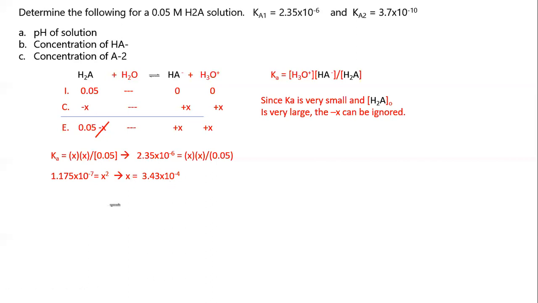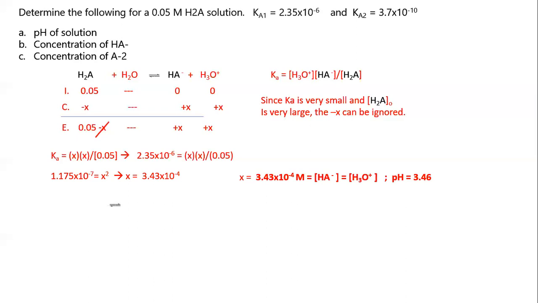And so X here is the concentration of HA minus and the concentration of H3O plus. So we can get the equilibrium concentration of HA minus, which is just X, and we can take the negative log of it and get the pH. So the initial pH of this solution is 3.46. And again, we assume that most of the hydronium ion concentration is formed in the first step. Very little hydronium ion concentration forms in the second step because the Ka is so small in the second step.